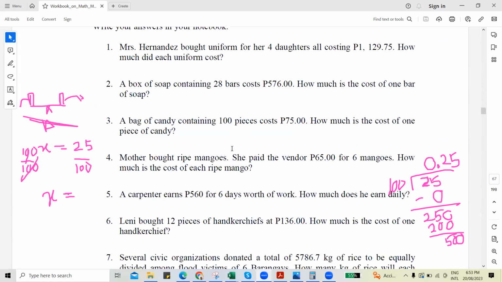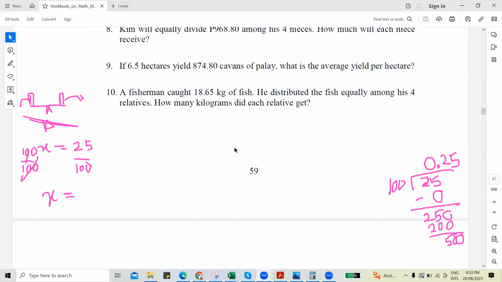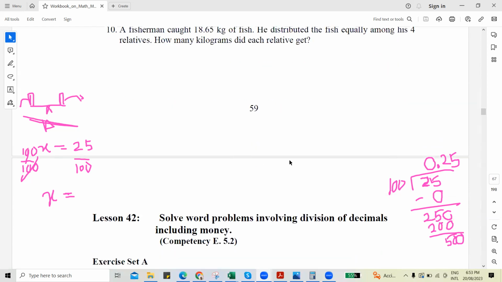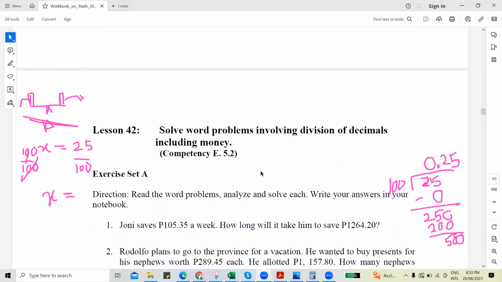I think I'm good with this stuff. When you don't use a calculator, you need to practice the decimal division, right? Then writing equations.